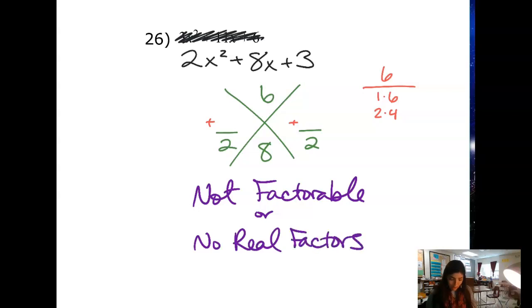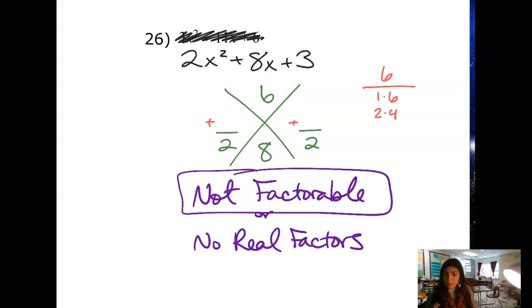In Algebra 2, you will learn how to factor a polynomial like this, but we don't do these in Algebra 1. If we can't find numbers that multiply to the top and add to the bottom, 1, check your work and make sure it's not actually there and you missed it. But 2, if legitimately it's not there, this polynomial may be not factorable and may not have real factors.